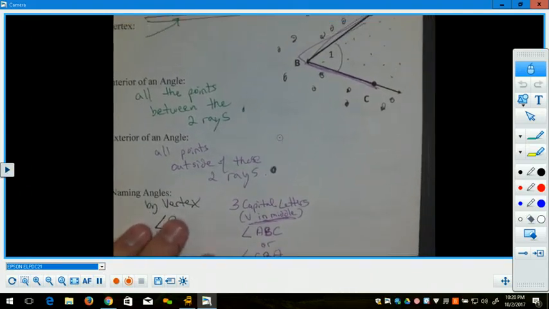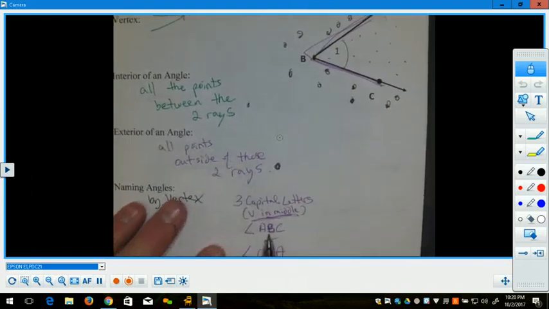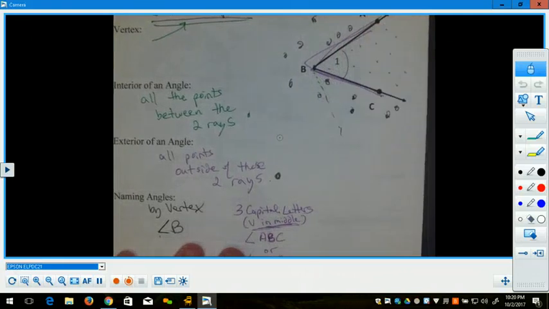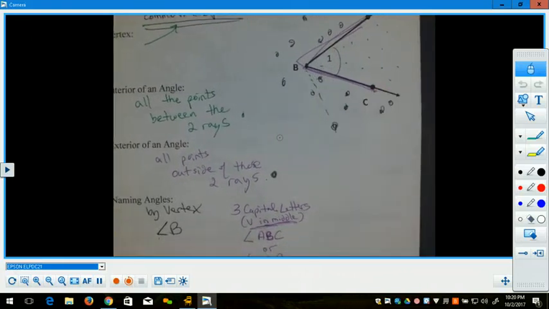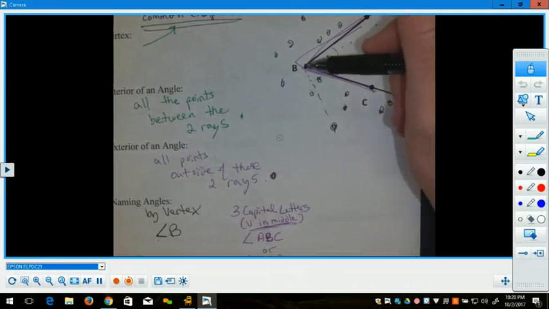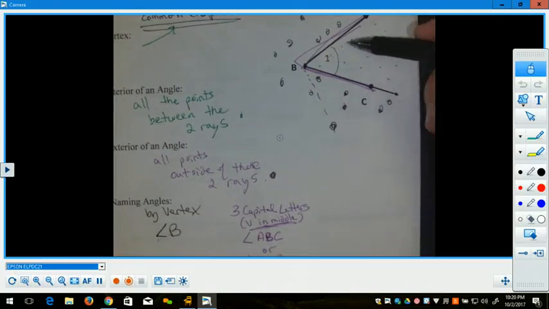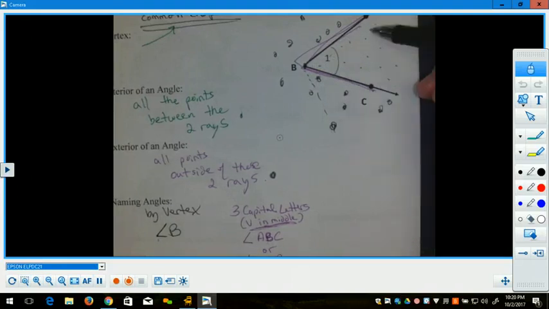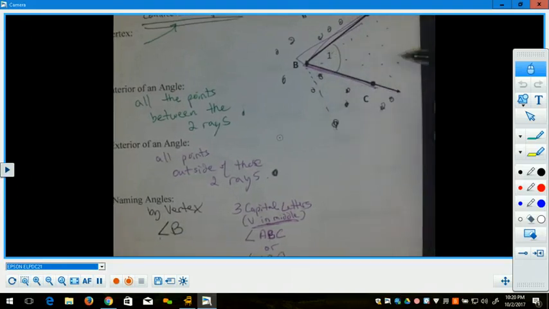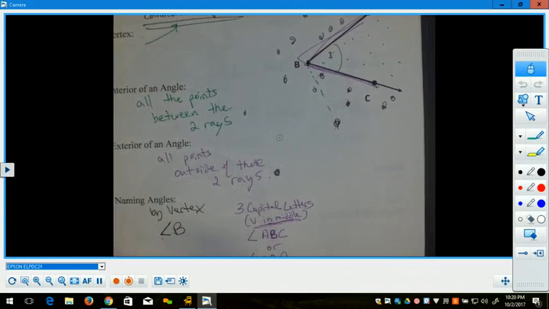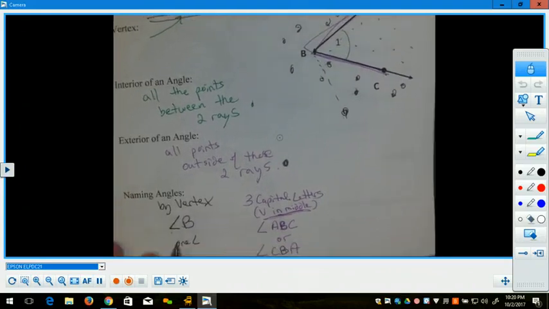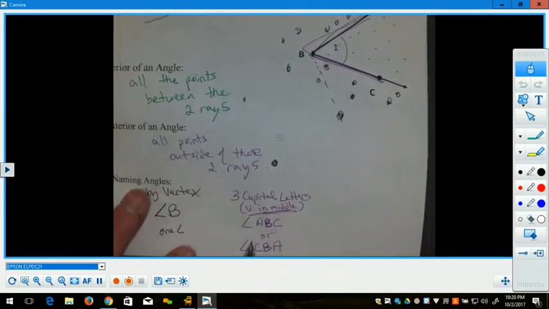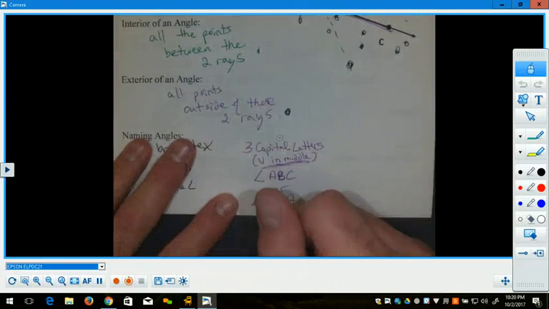Sometimes we have to use 3 letters when there's more than one angle, because if I drew another angle here and gave it a point and I just said angle B, then we wouldn't know which vertex we're talking about. Are we talking about this angle, the new angle I've drawn, or the larger angle? There would actually be 3 by drawing another ray. So if it's just one angle, then we can just use the vertex, angle B. We can use 3 capital letters. We have to use 3 capital letters if there's more than one angle.